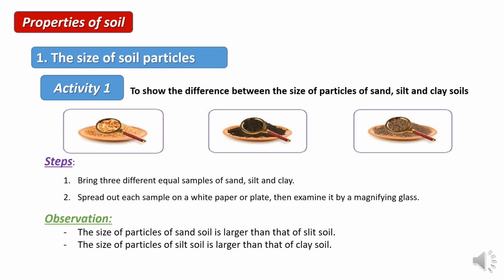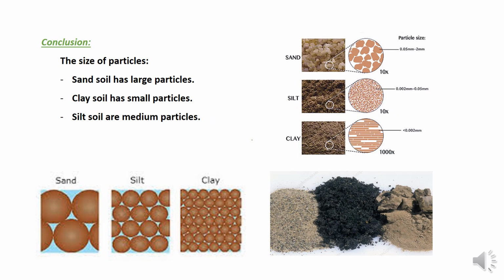Observation. The size of particles of sand soil is larger than that of silt soil. The size of particles of silt soil is larger than that of clay soil. The conclusion: sand soil has large particles, clay soil has small particles, and silt soil has medium particles.